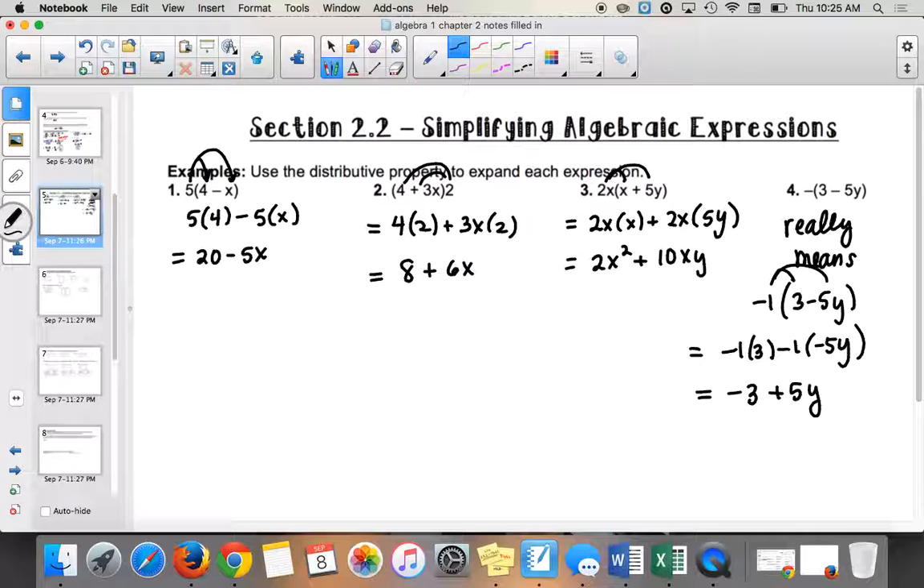So you don't always have to write these intermediate steps out. Like you don't have to write these steps here. If you can skip from the original and say 5 times 4 minus x is just 20 minus 5x, that's totally fine. Okay? Do we feel pretty good with that?